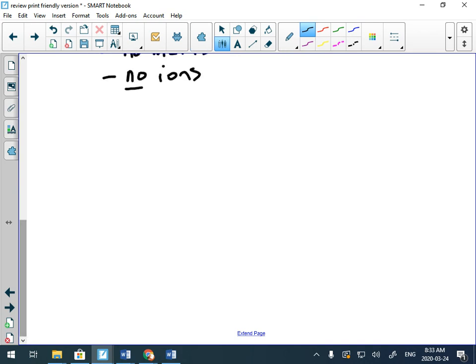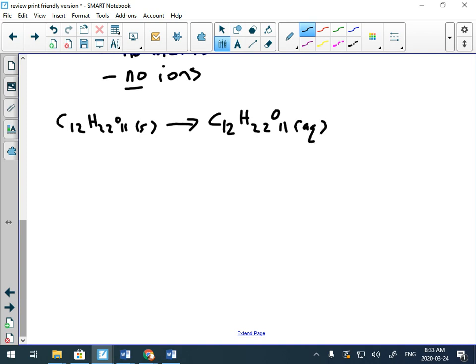Something like sucrose, which is a sugar, C12H22O11, starts out as a solid, and moleculars do not form ions. They stay together, but highly soluble moleculars become aqueous. The state changes. Insoluble moleculars, like methane, whatever they were to start with is what they are at the end. So there's no change. Okay, those are moleculars.